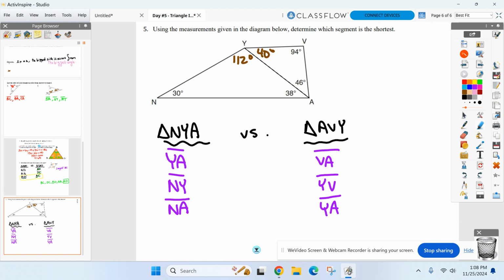See if you can take a look before I start talking. See if you can predict which one's going to be the shortest one before I start talking. You've already determined what are the two smallest sides in each triangle, so it's going to be either one of those as your answer. But one of them does not make any sense.